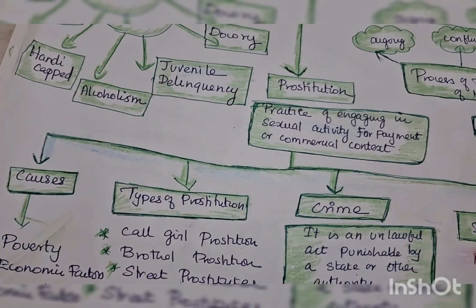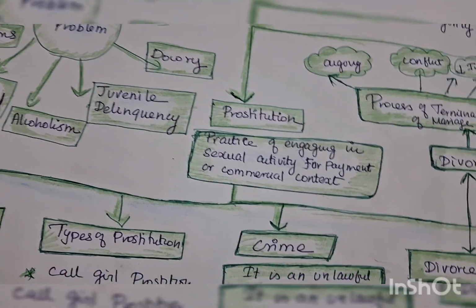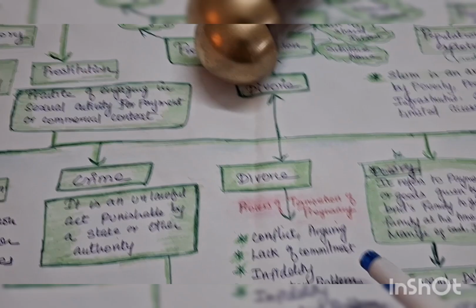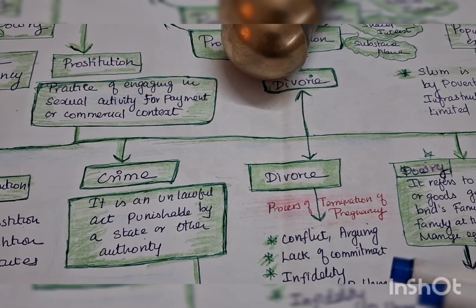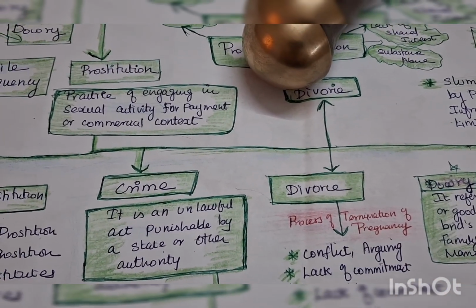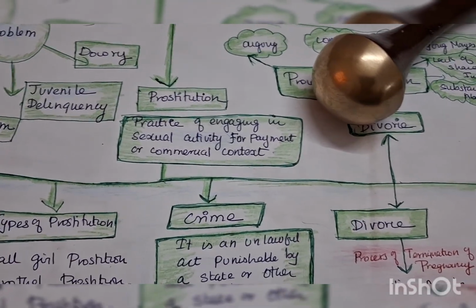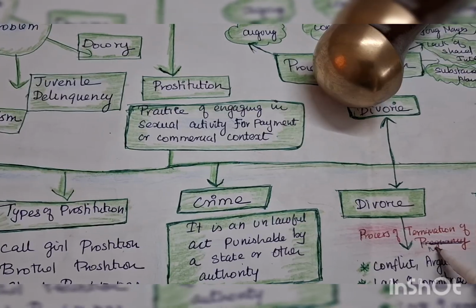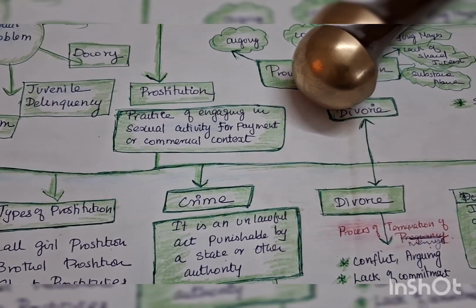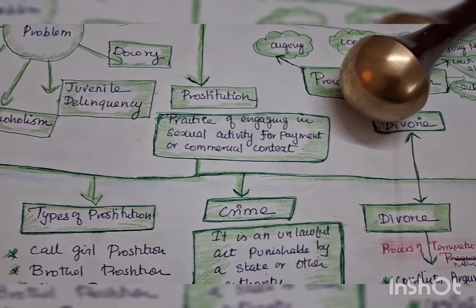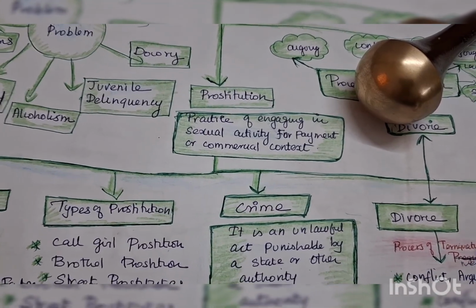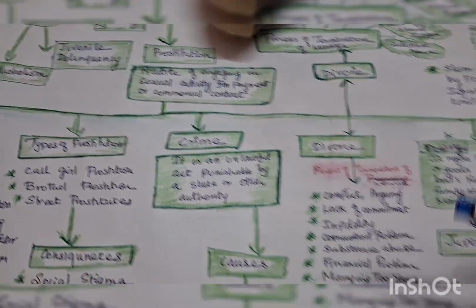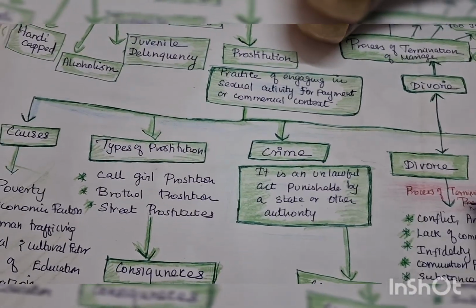Next is divorce. Okay, what is divorce? Divorce is nothing but a process of termination of the pregnancy. Process of termination, not pregnancy. Divorce is a termination of, sorry, I'm very sorry, termination of the marriage life. Okay, that termination of marriage life is called divorce. Why are they divorcing each other? Okay, I wrote process of terminating the MTP Act, I don't know why I wrote like this. Okay, this one is about divorce.